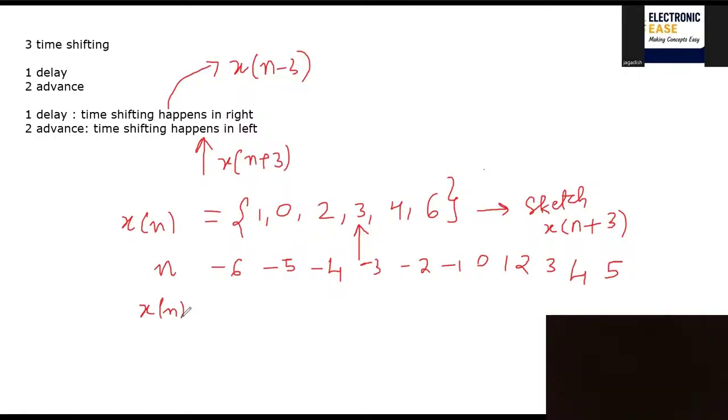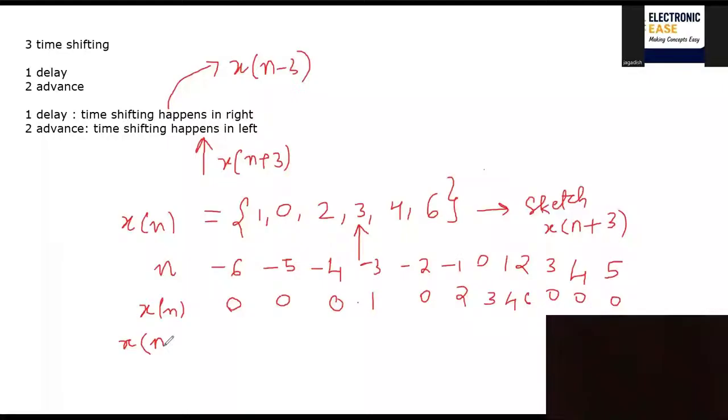Now x of n. I need to plot the x of n. It is starting from which value? -3. That is 1, 0, 2, 3, 4, and 6. Remaining all the values will be 0.